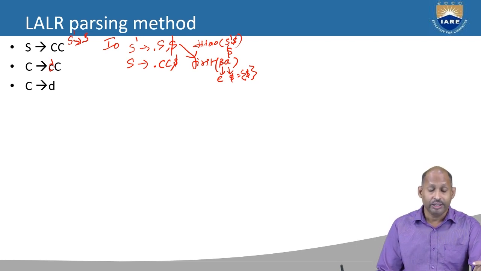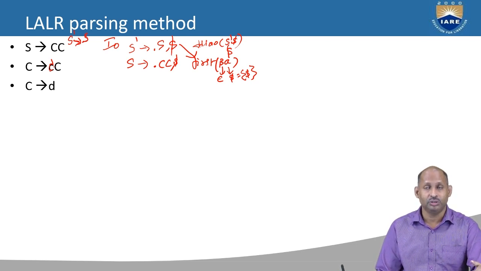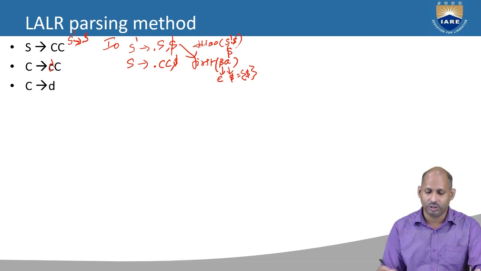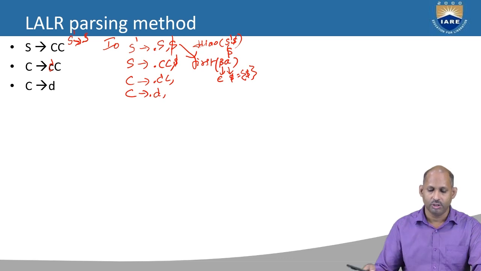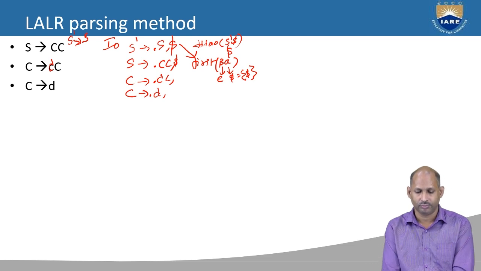Now, dot C, so add C productions. Dot C, so add C productions: C gives dot small c capital C, and C gives dot D. Is it clear? So we have dot S, dot CC, dot small c C, dot D.